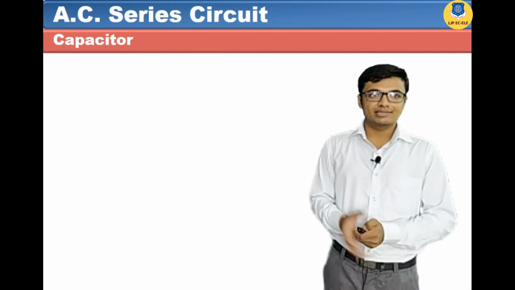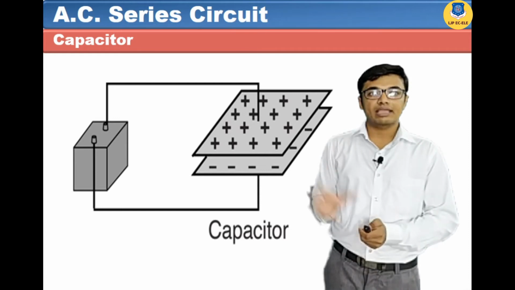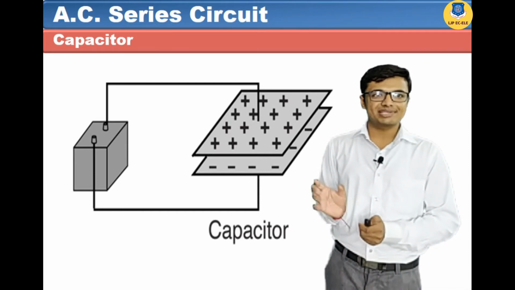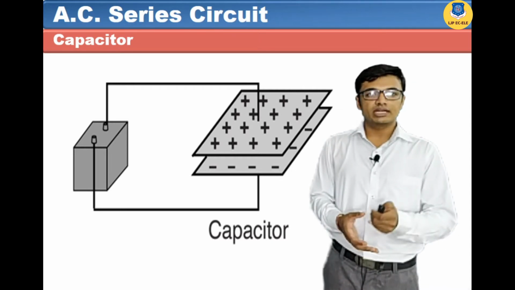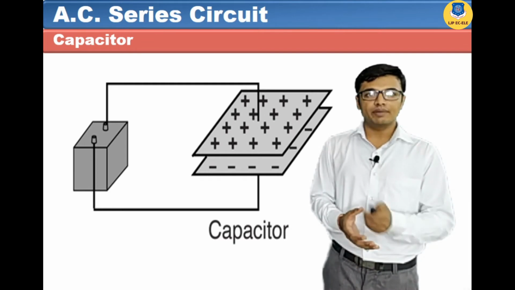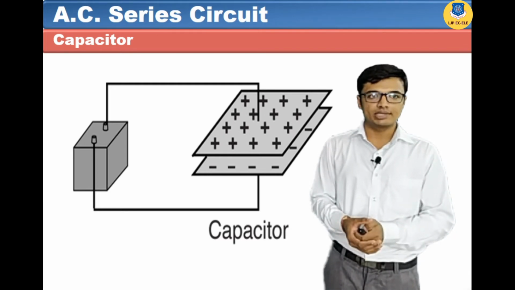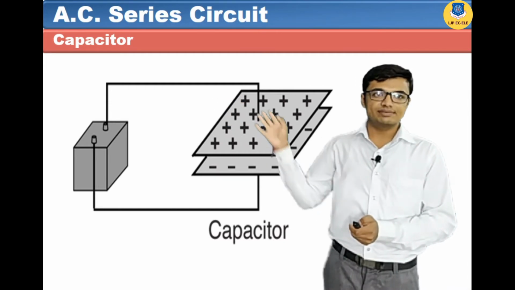Let's see the third element, that is the capacitor. The difference between capacitor and capacitance is that the capacitor is a kind of element where capacitance is a kind of property. So let's define the capacitance. The property of a capacitor to oppose the rise or fall of alternating voltage is called the capacitance.